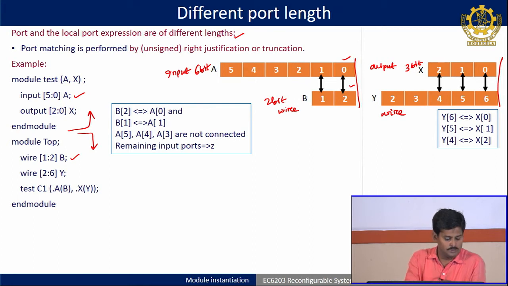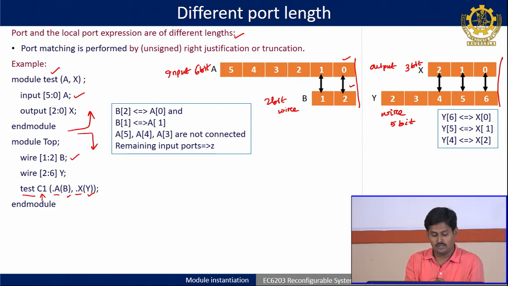Okay. So, now B is 2 bit. So, here you can see B is 2 bit and Y is now how many bits? 5 bit. Okay. So, Y is 5 bit. If you will see, I have called that module called test with an instance name of C1, then I am connecting .A to B and .X to Y. So, .local and actual named association.